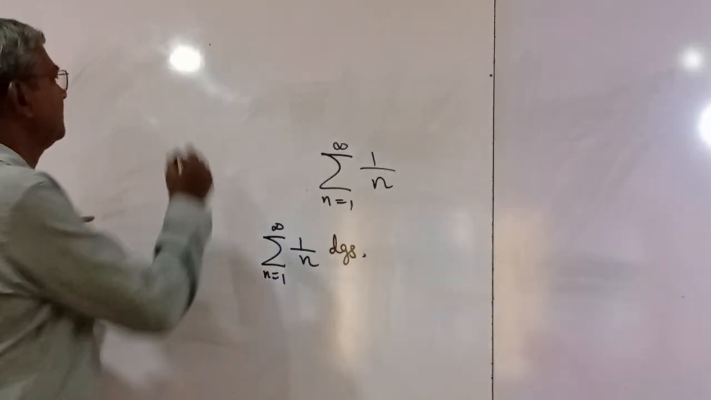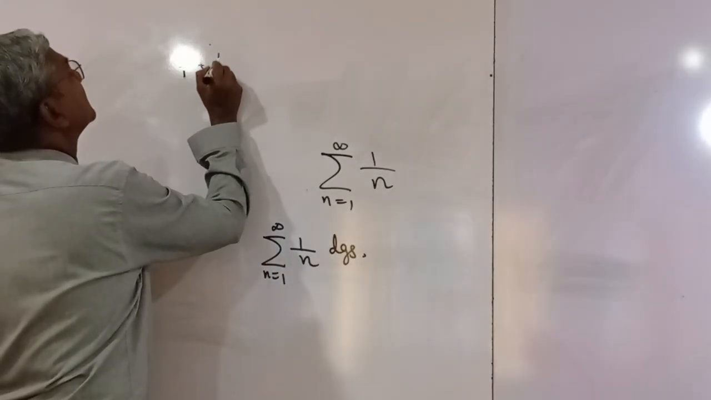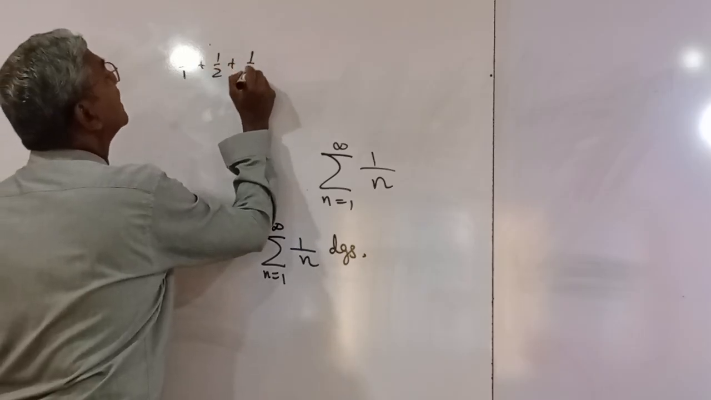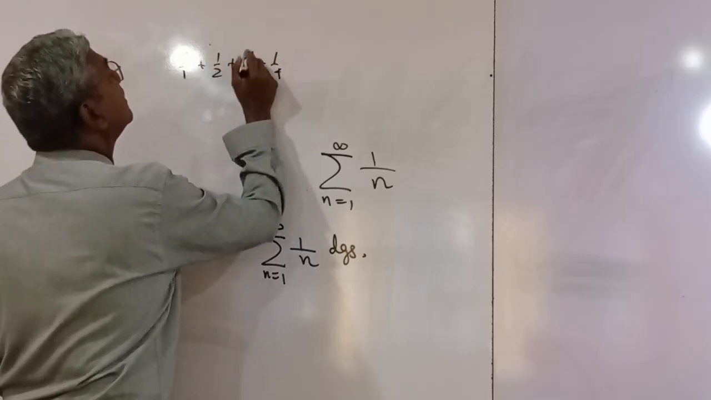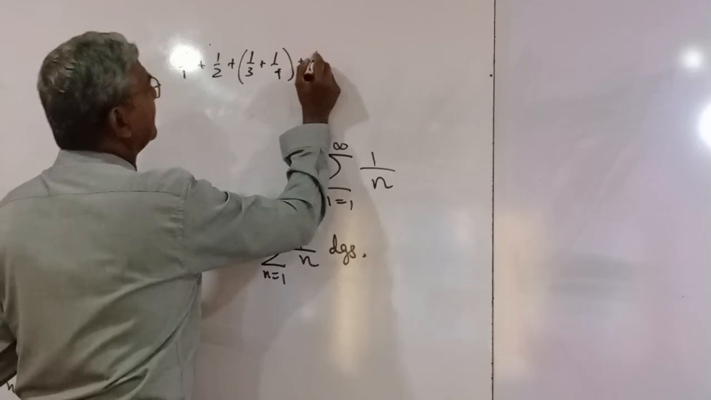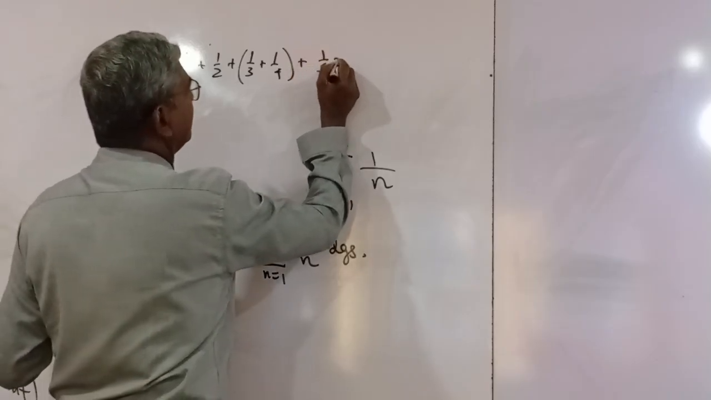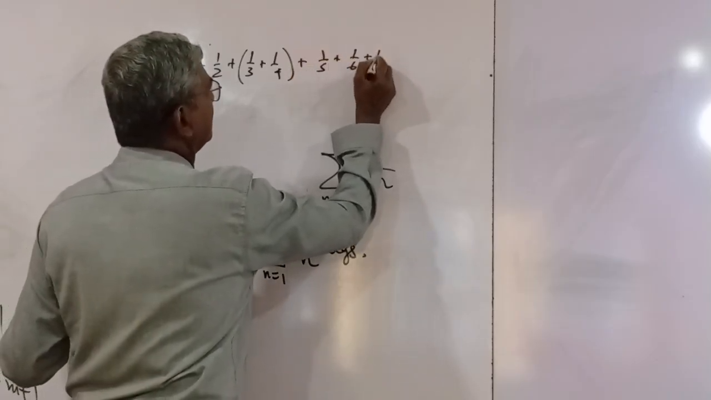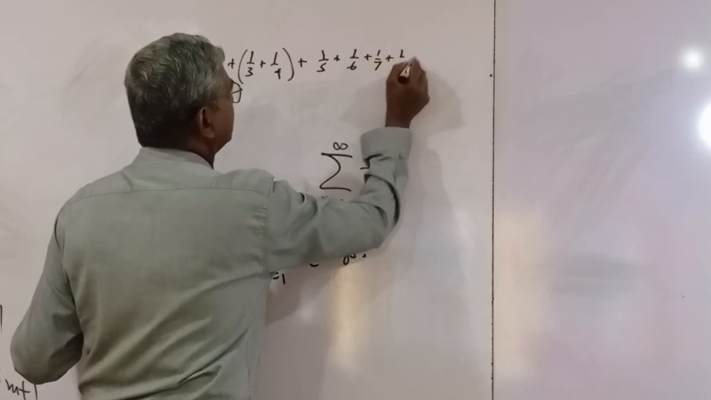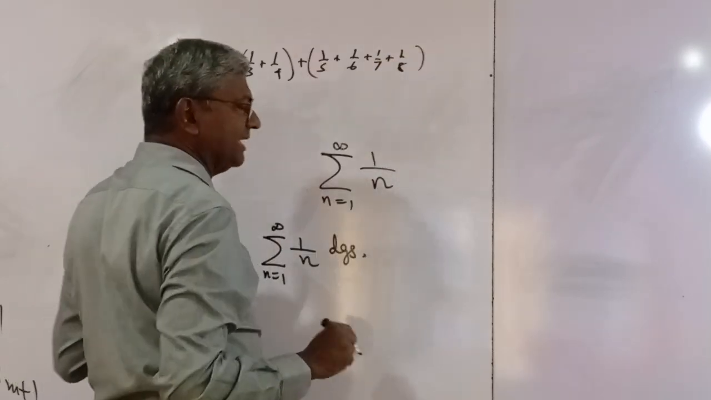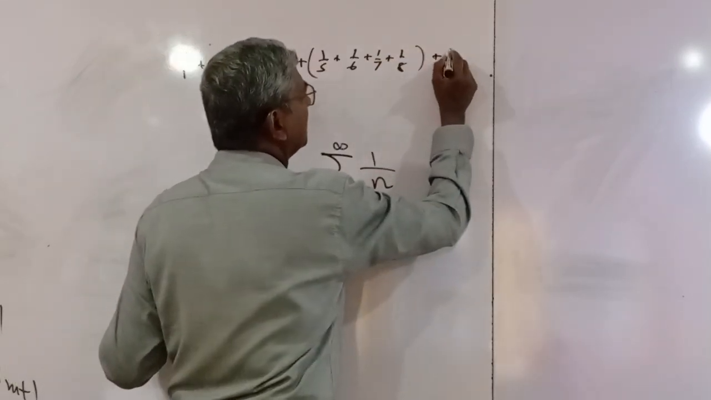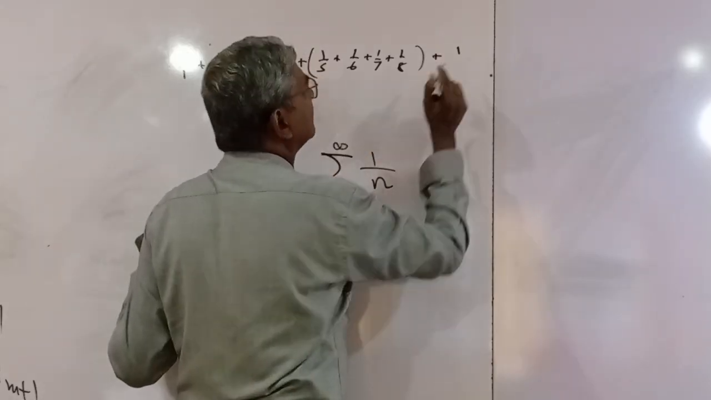What we did before, I was writing 1 over 1 plus 1 over 2 plus 1 over 3 plus 1 over 4. This block sum is greater than 1/2. Then 1 over 5, 1 over 6, 1 over 7, 1 over 8. This block sum is also greater than 1/2. Let me write only one more. I don't know, my throat is very bad.